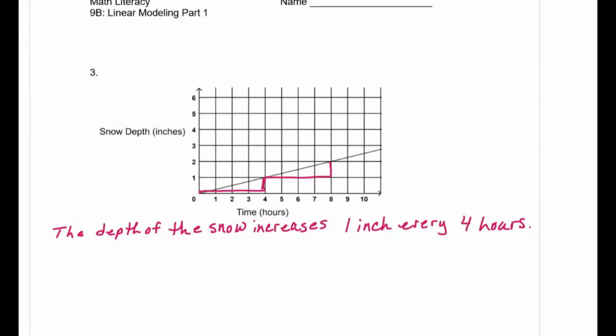Now remember, when we write this as a rate of change, we always want to put our dependent variable in the numerator and our independent variable in the denominator. So in this case, the dependent variable is the snow depth in inches. So I have 1 inch of snow every 4 hours. And when I simplify this, I can simplify this into 1/4 of an inch per hour.